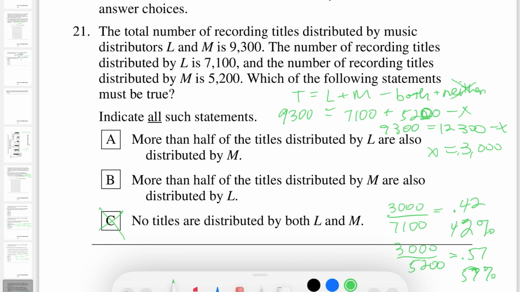And so when I look at the answers, A: more than half of the titles distributed by L are also distributed by M. No, because the overlap is only 42% of L. But for B: more than half of the titles distributed by M are also distributed by L. That is correct because 57% is more than half. So our answer is B.